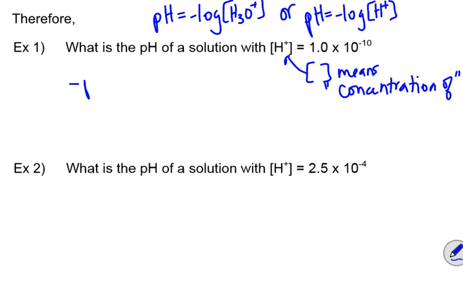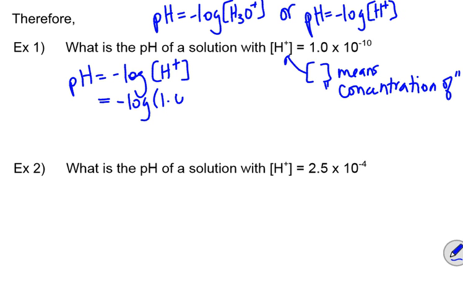We use our pH equation. Sorry, I'm not writing this very well today. So we use pH equals the negative log of H+. If my H+ concentration is 1.0 times 10 to the negative 10, then that's the negative log of 1.0 times 10 to the negative 10. If I punch that into my calculator, I get a pH of about 10.0. And hopefully you remember from previous years that something with a pH of greater than 7 is basic.